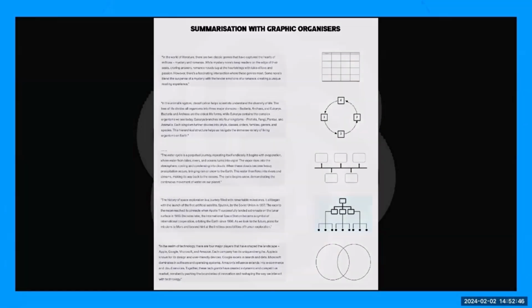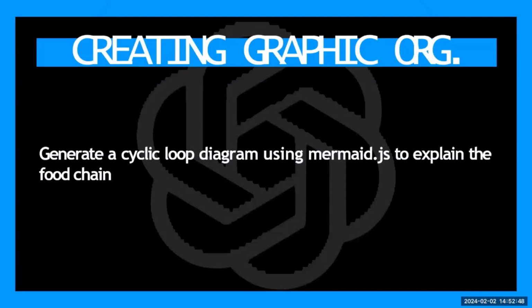The next thing I did was, if I'm creating a graphic organizer and asking my students to refer to the graphic organizer and write a passage on it, I can give an instruction to ChatGPT something like this: generate a cyclic loop diagram using mermaid.js to explain the food chain. Now, what is mermaid.js? It is a programming language. Now let us go and find out how we can do it.